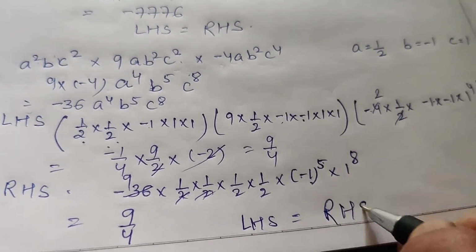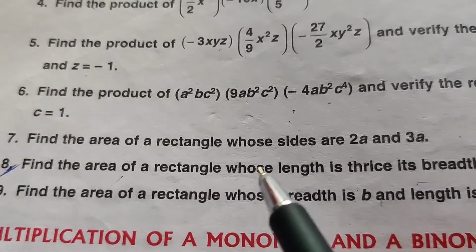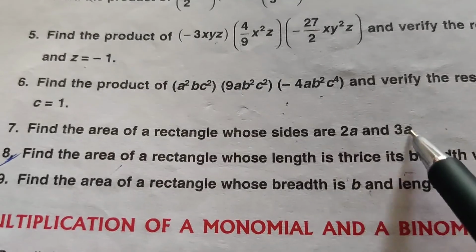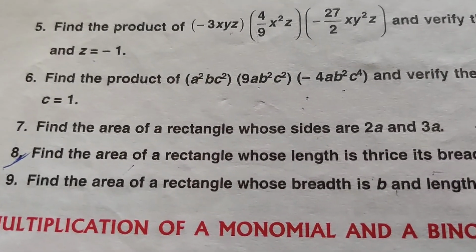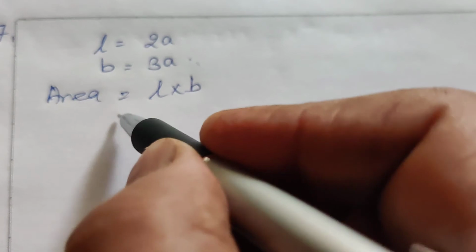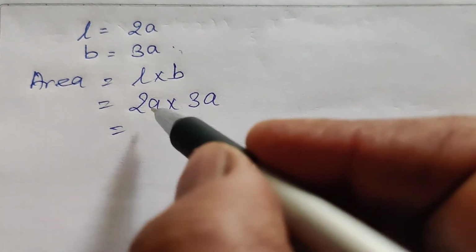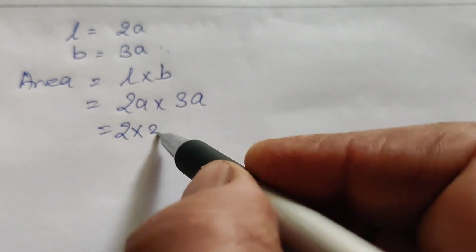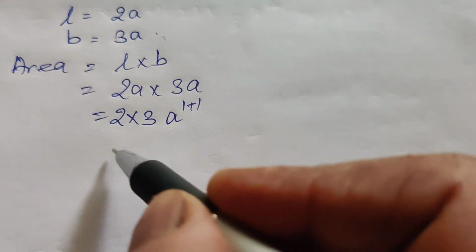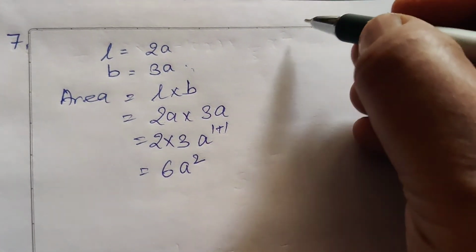Verified. The next question. Now question number 7. Find the area of rectangle whose sides are 2A and 3A. Okay, the length is 2A and breadth equal to 3A. Now the area of rectangle equal to length into breadth. It means 2A into 3A. The answer is 2 3s are 6 and A raised to power 1 plus 1, 2. It means 6A square.